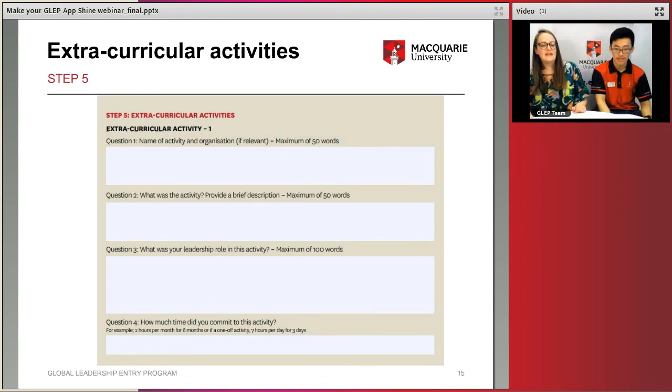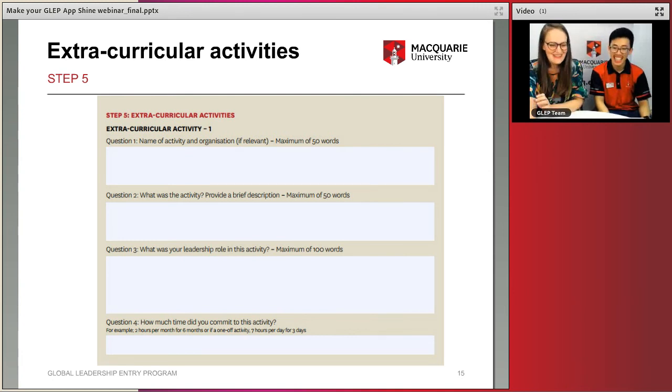Okay, so you'll see here an excerpt from the application form. So this is what you'll need to fill out to demonstrate to us your leadership and your community commitment. So you'll see there are 4 questions. The first is to name the activity and organisation. Okay, that's pretty straightforward. The next is, what was the activity? So to provide a brief description of the activity. Remember, you've got minimum word requirements here, so make sure that you are as succinct and snappy as possible.